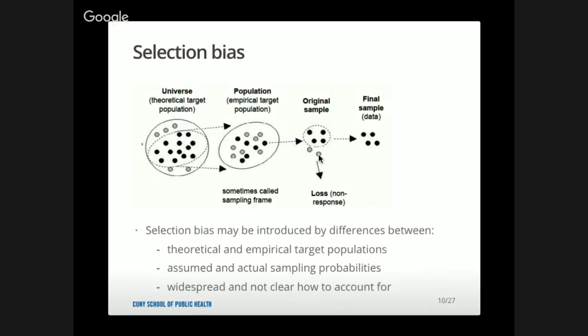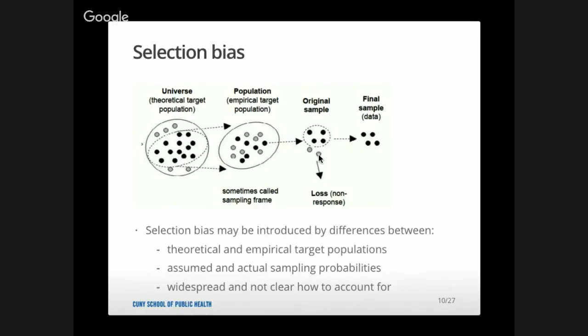In the worst possible case, where it's a completely biased loss, you can put bounds on how much effect it has on your inference just simply by assigning them all, for example, to one of your groups or to the other, assuming that it's a completely biased loss. But in general, it's very difficult to say how much effect it has on your results.